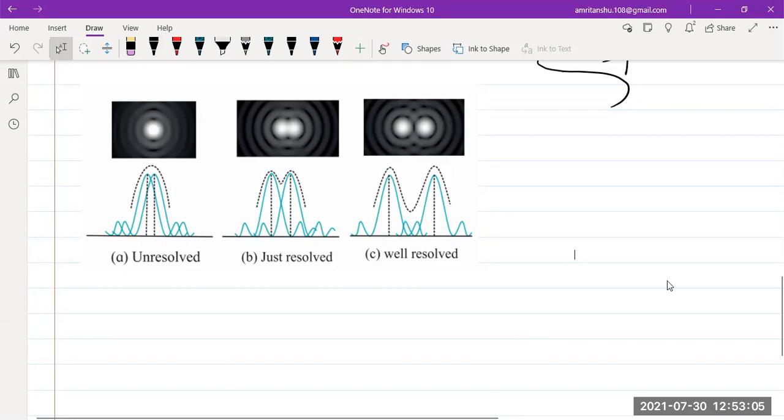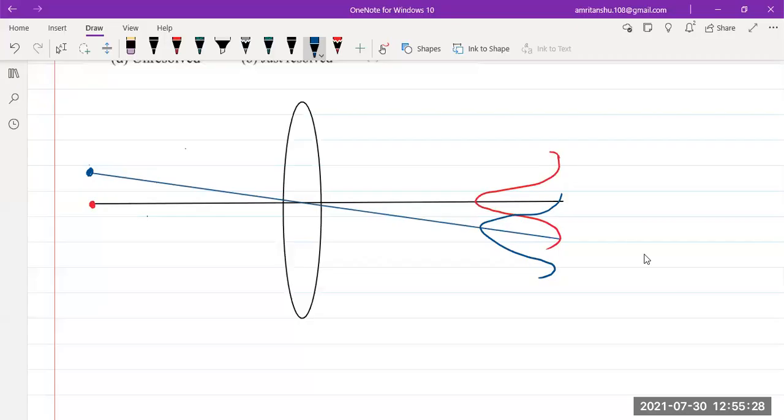So now let's go ahead. Let's try to study the diffraction pattern formed by two light sources. You can see a red one and a blue one. If they are just resolved, which means there has to be a minimum distance between them, this is actually the minimum distance between them in case it is just resolved.